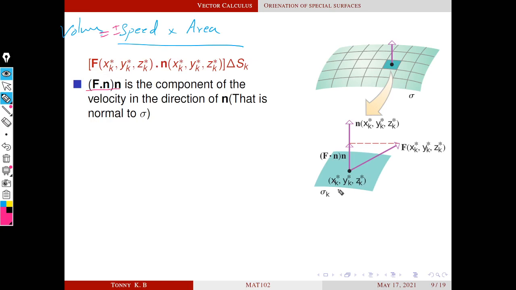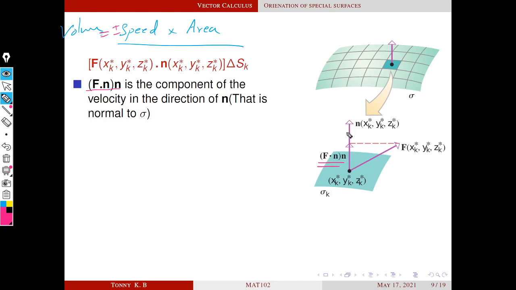Okay, so this is a small picture. This is our kth patch corresponding to sigma. And what about f dot n? Suppose this is our direction of n. This big vector is n, the positively oriented vector. Suppose here the velocity is in this direction, f at this point is like this. To find the flux, first we have to find the velocity in the direction of n. To find it, we simply compute f dot n into n. So f dot n into n gives the component of velocity in the direction of n.